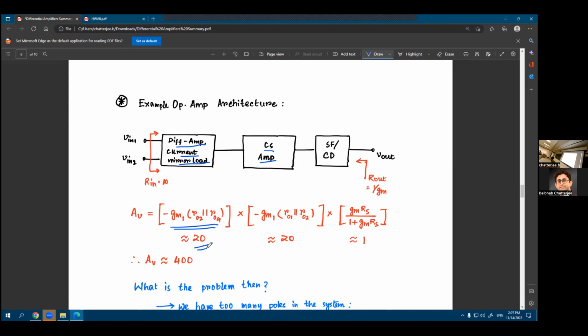Ideally, an op-amp's gain should be infinite, right? That's the ideal op-amp. It has an infinite gain. So how to increase the gain? You just have more and more amplifier stages connected in cascade. So you cascade stages, right?